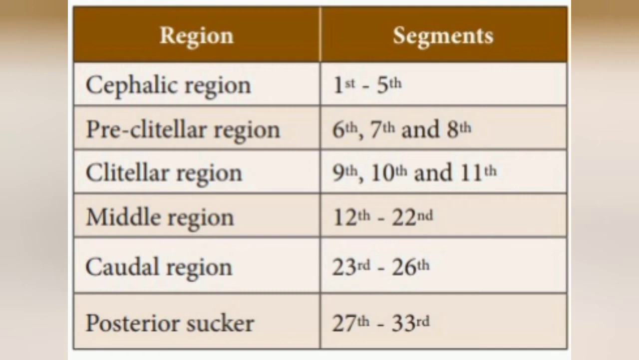The region between cephalic and clitellar is known as the preclitellar region. It is occupying the 6th, 7th and 8th segments. The region between the 12th and 22nd segments is known as the middle region. The posterior part of leech, starting from the 23rd segment to the 26th segment, is known as the caudal region. The posterior sucker is formed by the fusion of the last 7 segments, that is from 27th to 33rd.